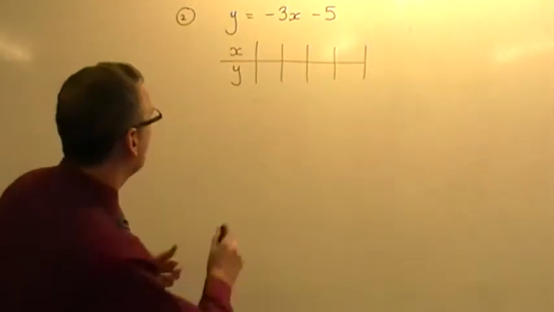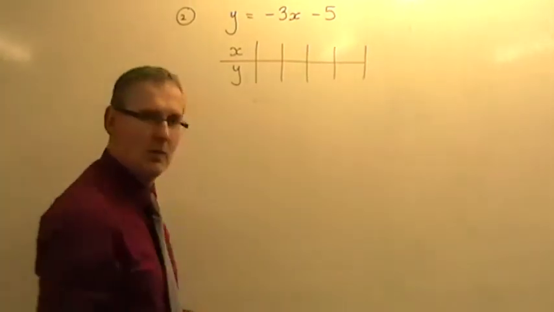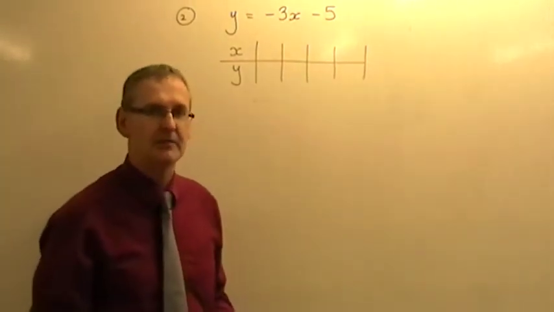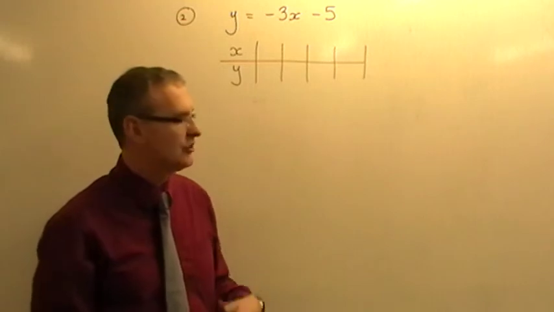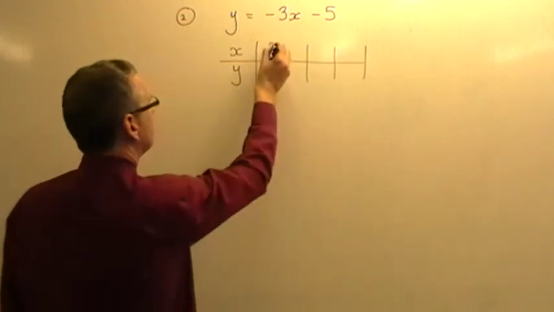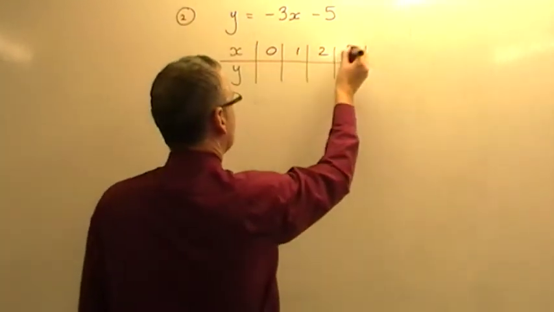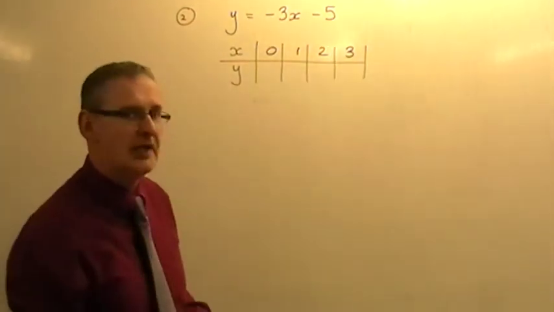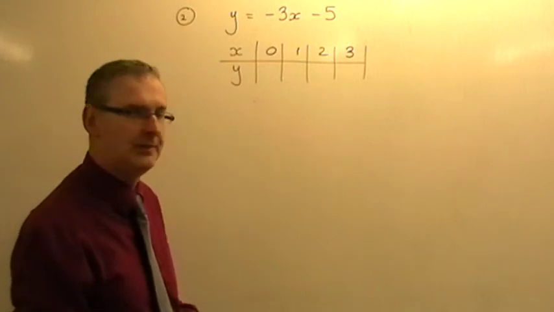Okay, so what x values to pick? Well, you can pick any x values if they don't tell you what x values to use. So pick nice easy x values, like 0, 1, 2, 3 again. So 0, 1, 2, 3 are the x numbers I'm going to pick. Let's work out the y values to go with them.